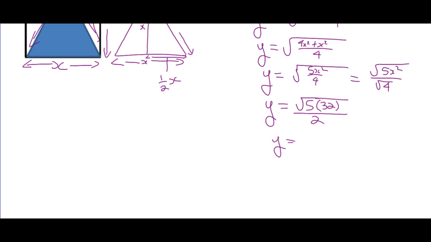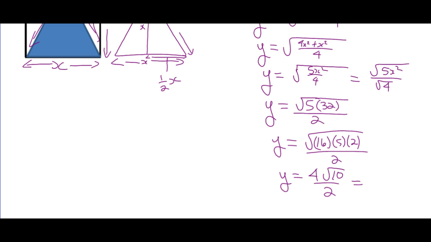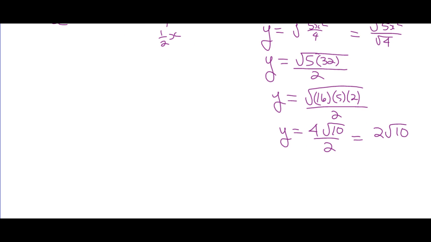Oh, wait a sec. No, root 32 has 16 going into it, right? So let's do the 16 first. So 16 times 5 times 2 over 2. So that's going to be 4 root 10 over 2, or 2 root 10. Okay, look, done, finished, right? Answer 2 root 10. Except that's not it yet, because it asks for the perimeter.